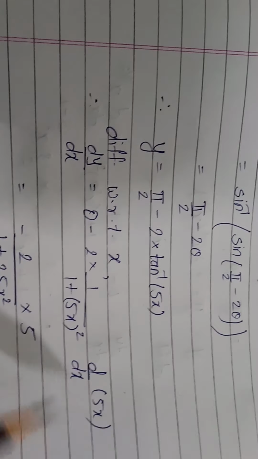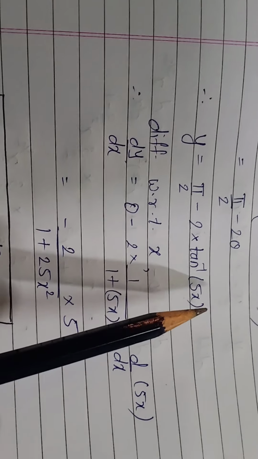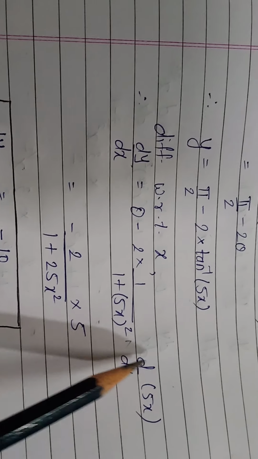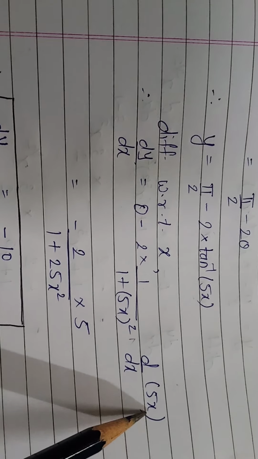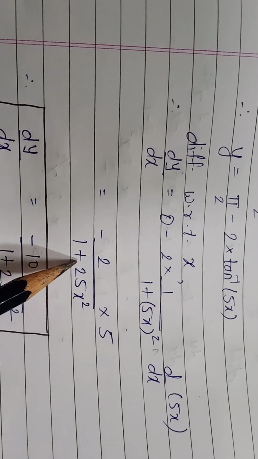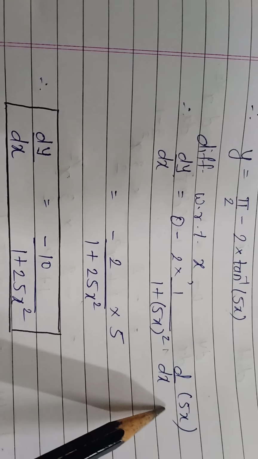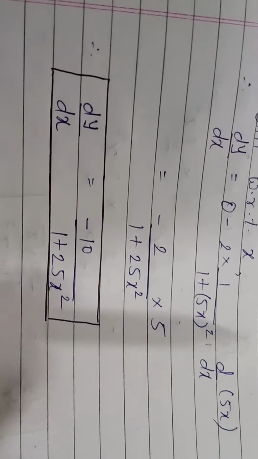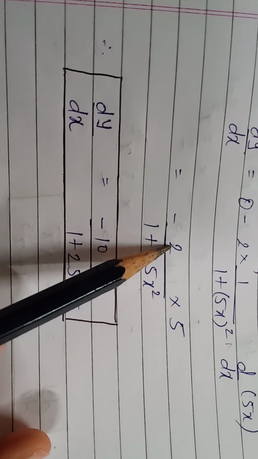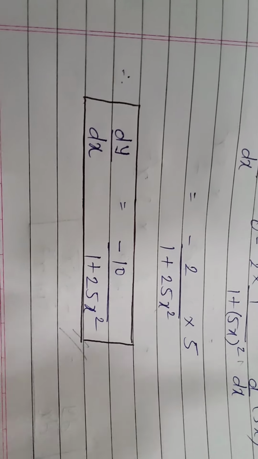Now take the derivative as usual. So this derivative is 0 minus 2 into the derivative of tan inverse, which will be 1 upon 1 plus (5x) whole square, and in multiplication, the derivative of 5x. So the answer will be minus 2 upon 1 plus 25x square, into this derivative, which will be 5. Then the final answer, after combining this 5 and 2, as they are in multiplication, will be minus 10 upon 1 plus 25x square. This is the final answer.